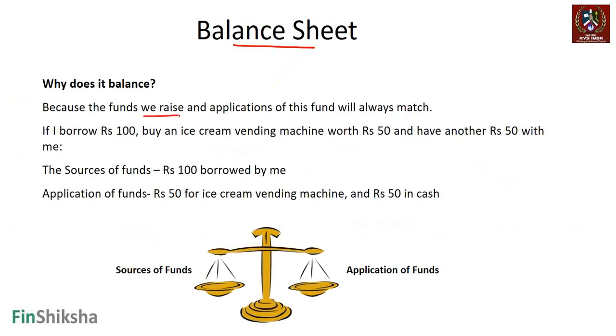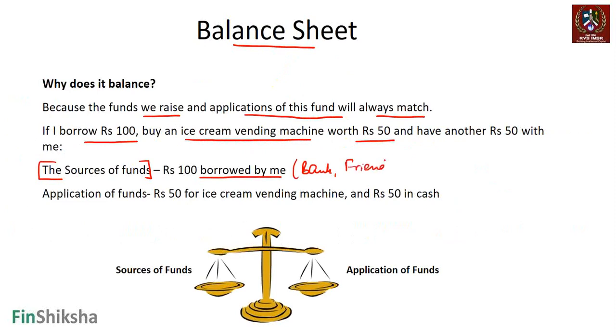Because the funds that we raise and the applications of these funds will always match. Let's say you borrow rupees 100 and you buy an ice cream vending machine worth rupees 50 and you have another 50 rupees with you. What are the sources of funds? You've borrowed rupees 100 from wherever. Maybe you went to a bank, maybe you went to a friend. That's your source of funds. This is what you owe to someone. This is what you are liable to pay to someone else, right?